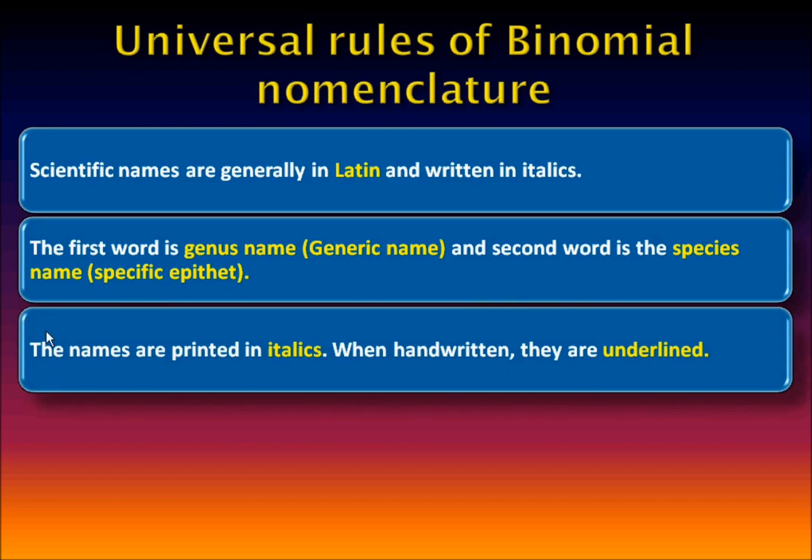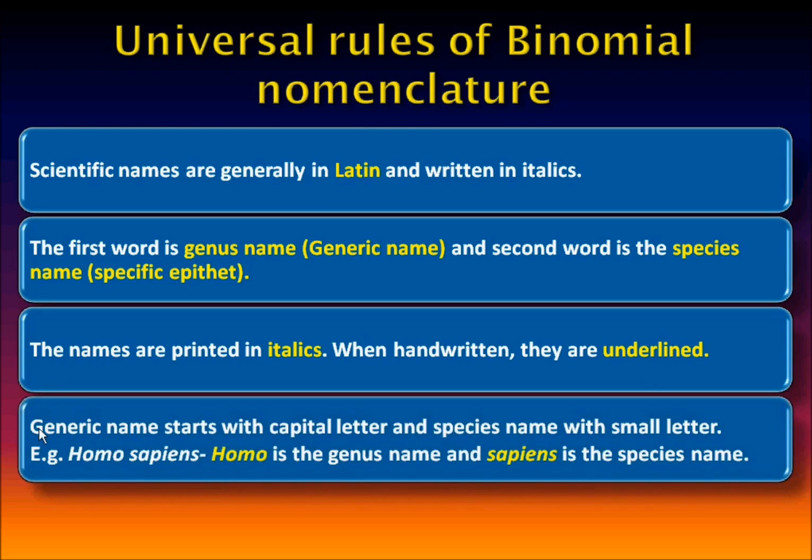The names are printed in italics, meaning whenever you find a name in a particular book, it is written in italics. But whenever we write down that name in our notebooks, it is always underlined. Because we cannot write in italics in our notebooks, we underline it to specify that it is a scientific name.